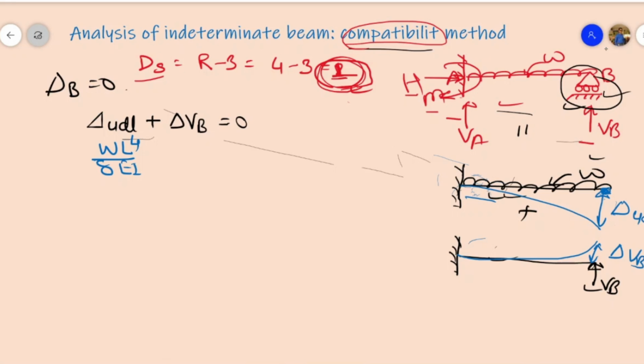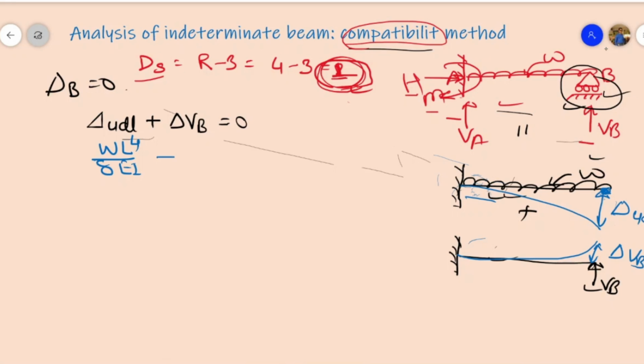There are various methods of calculating the slopes and deflection, like the conjugate beam method, Maclaurin's method, and the double integration method. You should remember this.